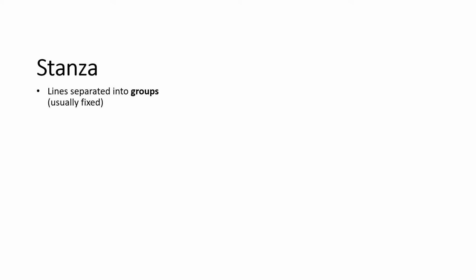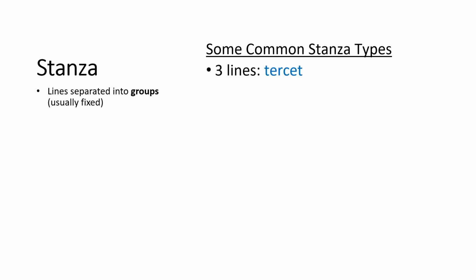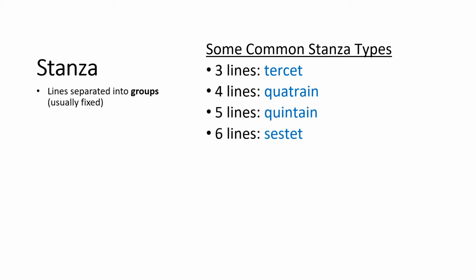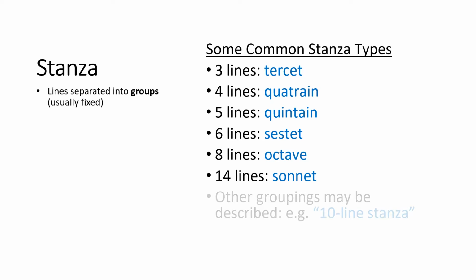Stanzas are lines separated into groups. Usually it's a fixed count. Here are some common stanza types. 3 lines per stanza we would call a tercet, 4 lines a quatrain, 5 lines a quintain, 6 lines a sestet, 8 lines an octave, 14 lines a sonnet.